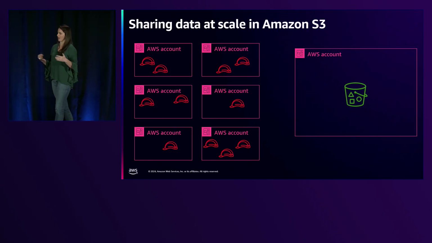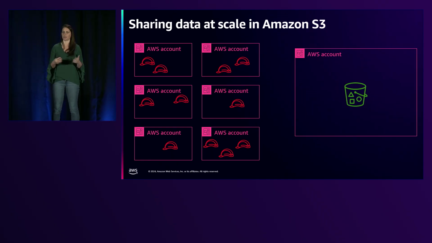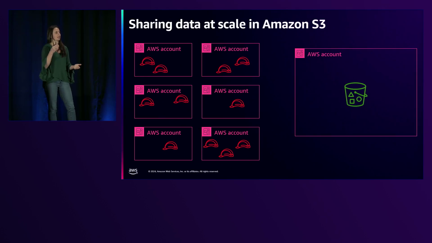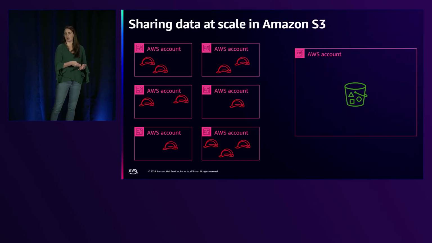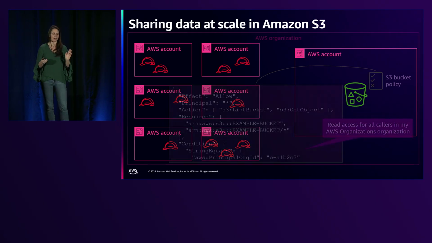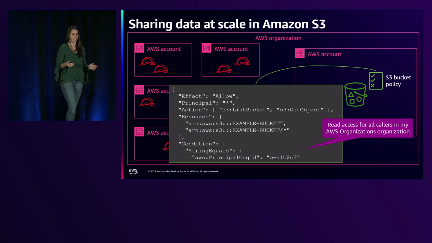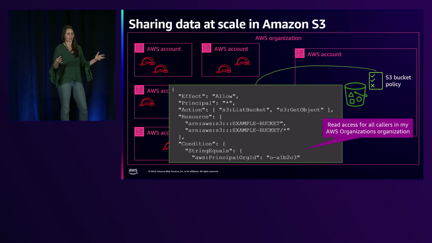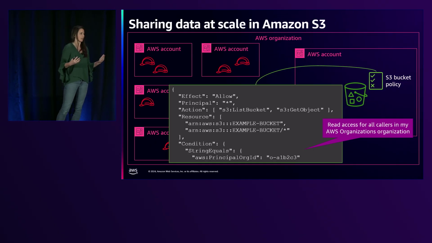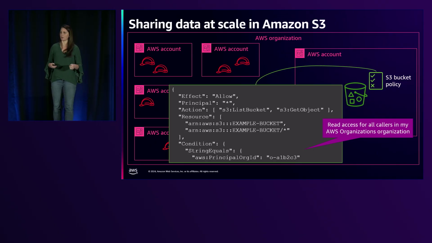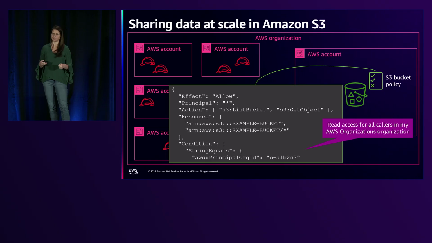You could have tons, right? And you're segmenting your workloads according to our best practices. Becky is going to talk a ton about all the different ways to manage this access according to your data patterns and your data usage. But one easy thing that you can do, if you're using AWS Organizations, is you can use this principal org ID to say that all callers from my organization can read this bucket. It's a pretty nice simplifier if you're using orgs.